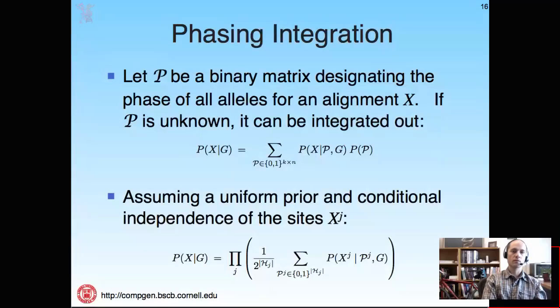Okay. Thanks. Sorry about that. Yeah, I probably need a picture with the phasing, illustrating the phasing a little bit better.